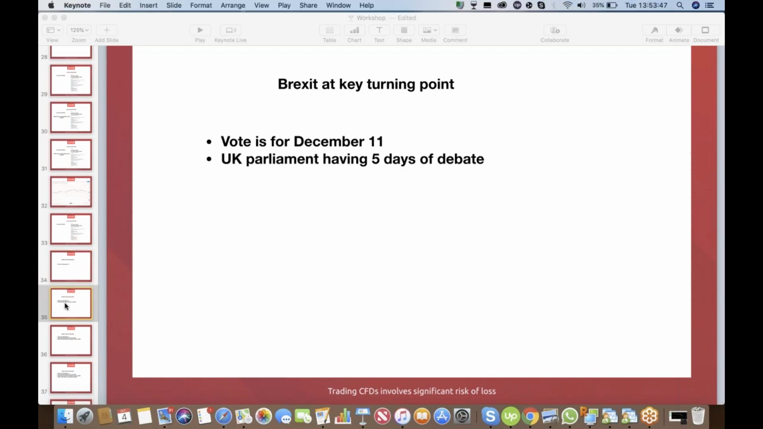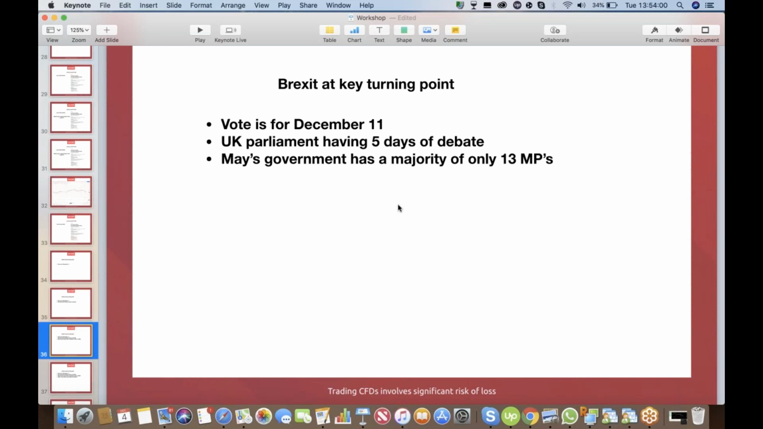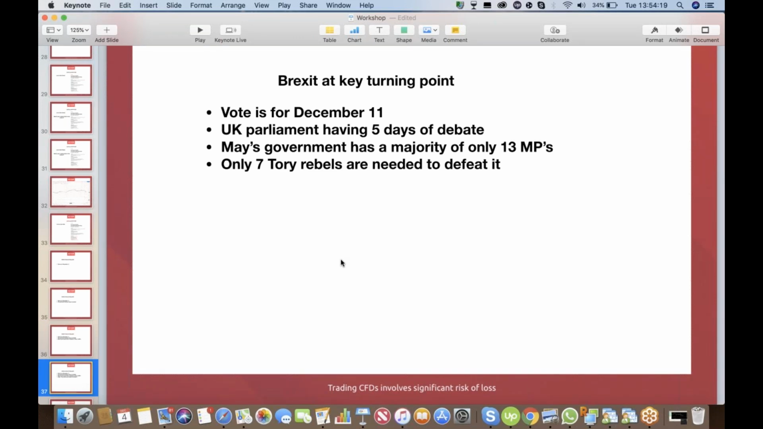And the key issue now is the UK Parliament's having 5 days of debate on whether the UK Parliament should accept Theresa May's Brexit deal. Okay, that is the key thing. Now, Theresa May's government, she only has a majority of about 13 members of Parliament. In other words, there's only 13 people that she has to take her over the amount of votes needed to get the legislation through Parliament. So only 7 Tory rebels are needed to defeat it. So just 7 people who don't like the deal, and the deal will be rejected.